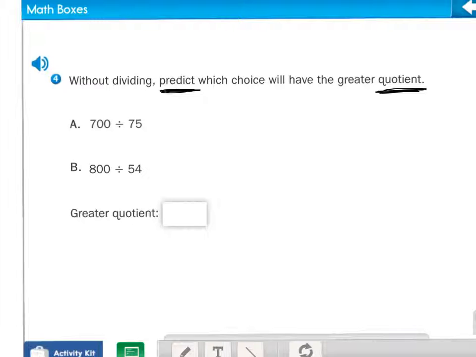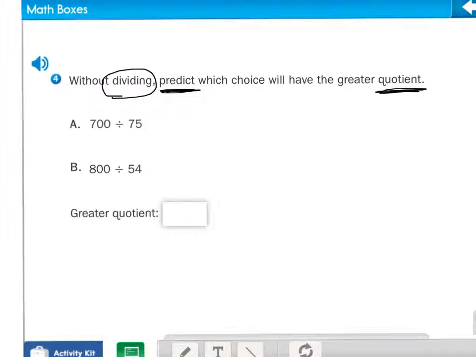And it kind of gives you a clue in this question what operation you're going to be doing to solve that problem. But again, that math vocabulary, quotient, you should know what a quotient is. But again, in this question, they're kind of giving that to you: without dividing. So quotient is the answer to a division problem. So again, for this one, we're not actually dividing, we're just making that prediction.